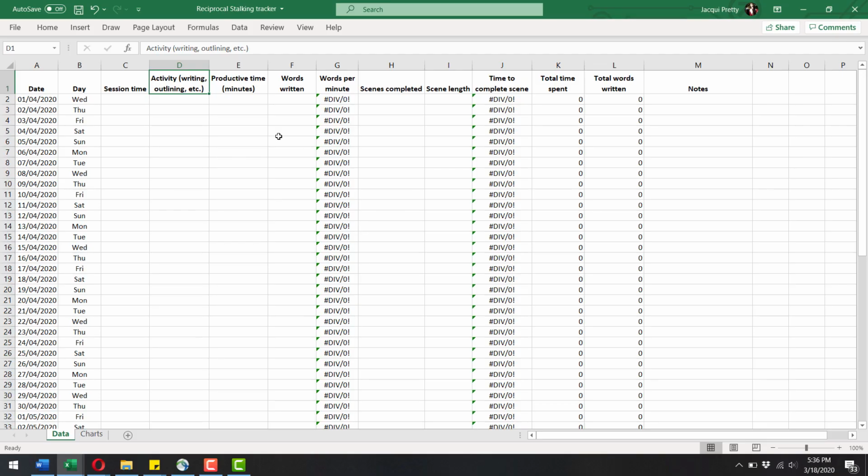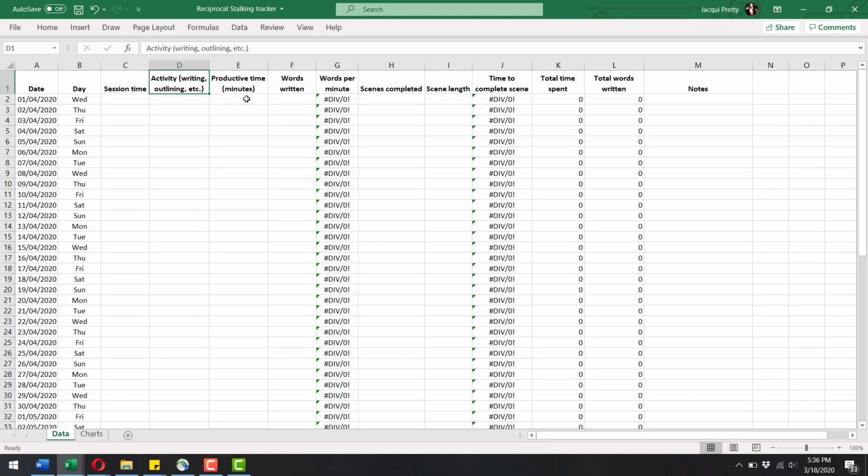Now, because I was planning to do a time target, I was going to define that time as any time spent on the book rather than just writing. So if I sat down to do my words and I spent an hour outlining the next scene, that hour is included in my writing time. This is something that wasn't really trackable with NaNoWriMo last year, and I'm curious to see how much time that adds to the process. Productive time, so how many minutes were spent productively.